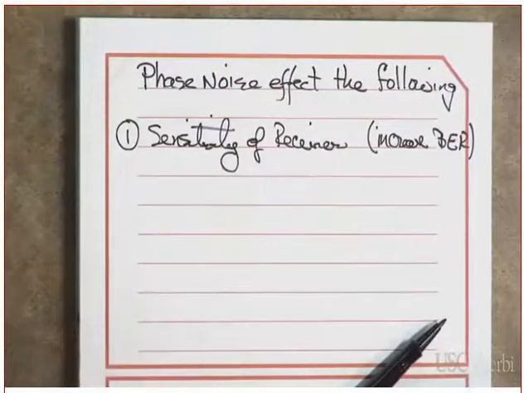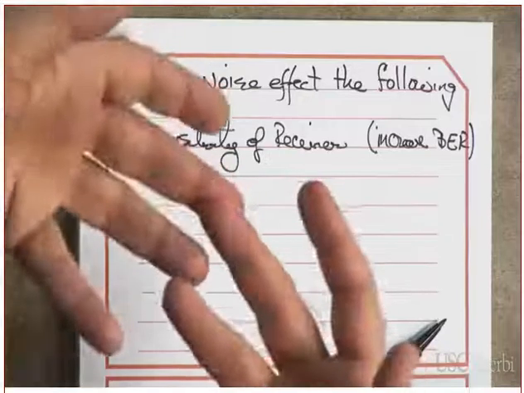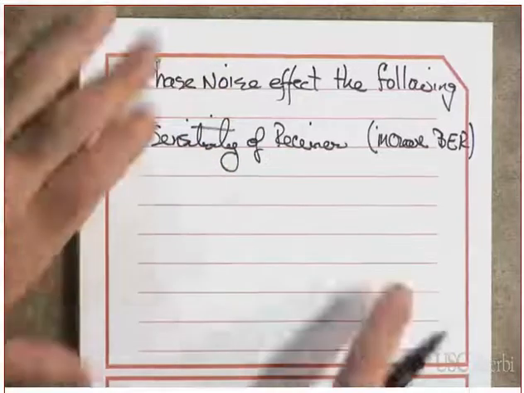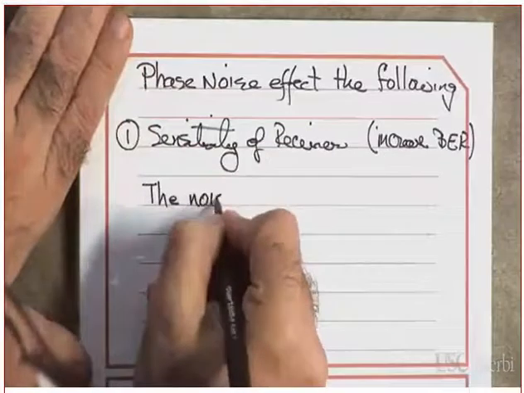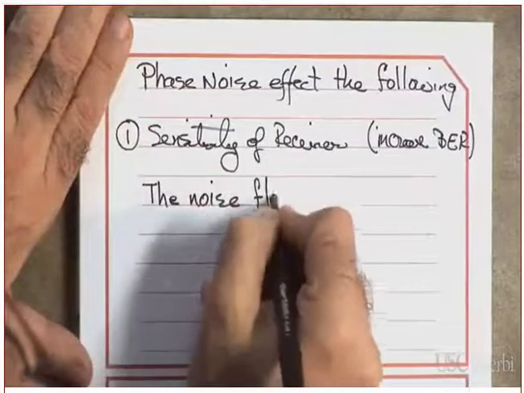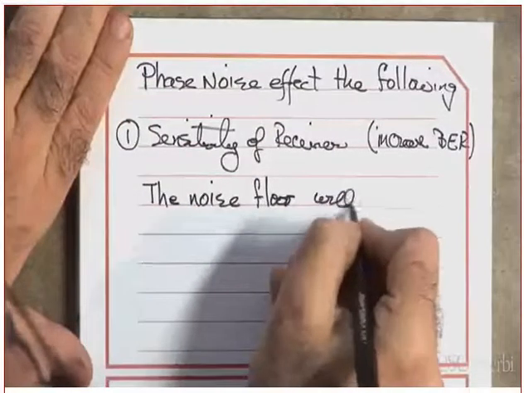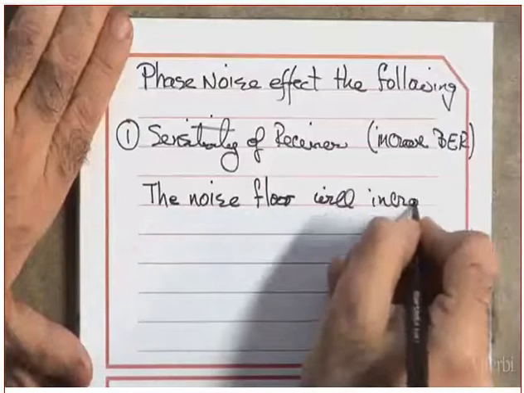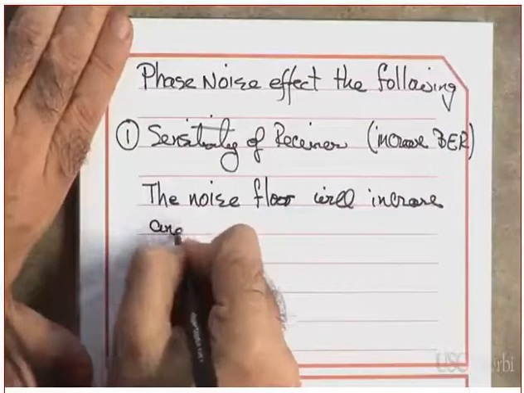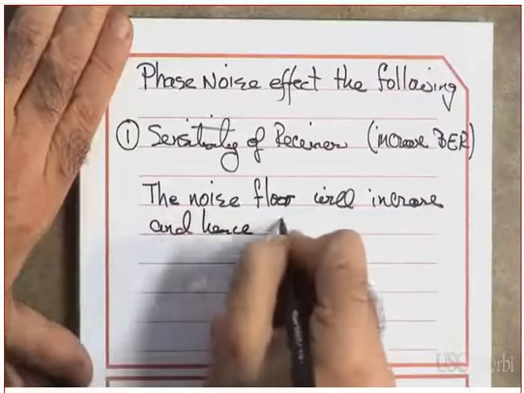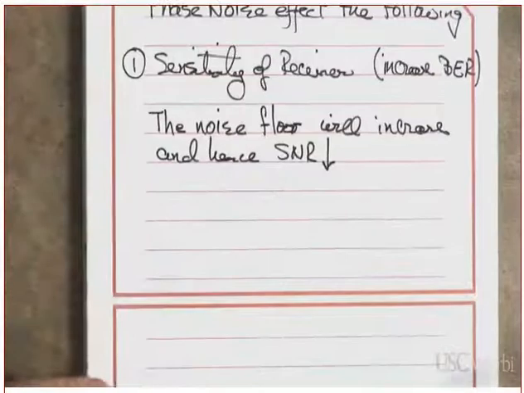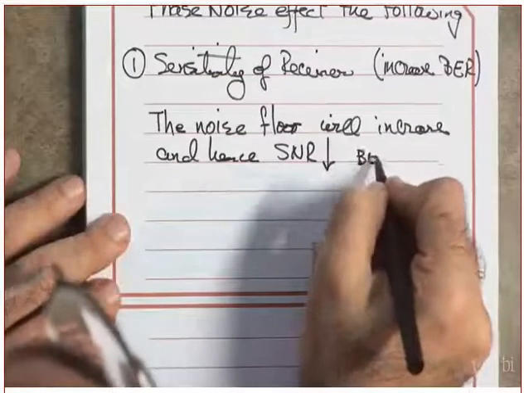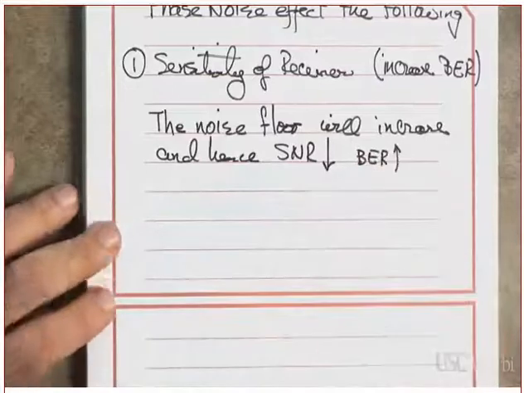Why? Because it is increasing the noise floor. Did you understand what I just said? The noise floor will go up. Hence, the signal to noise ratio goes down. And if the signal to noise ratio goes down, the bit error rate goes up.